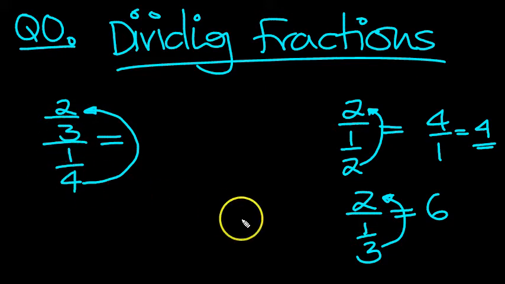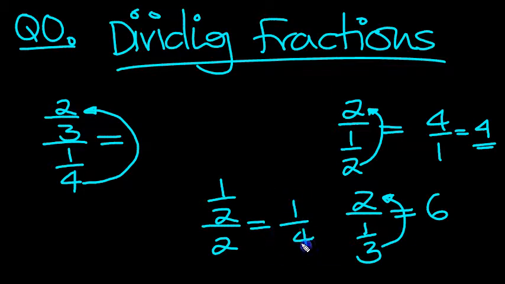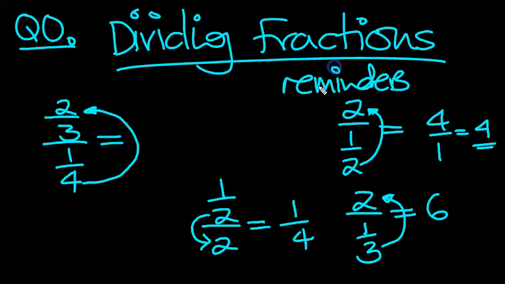Now what happens to this? Well, if we have a half over 2, we know the answer there is 1/4. So effectively, this number comes and joins the number there, and we get 2 times 2 is 4. So these are little memory reminders to help us remember how we perform division with fractions.